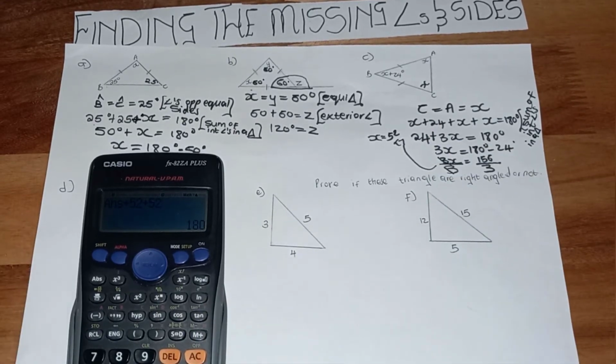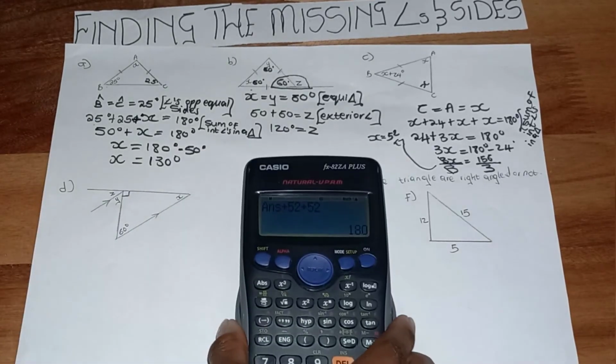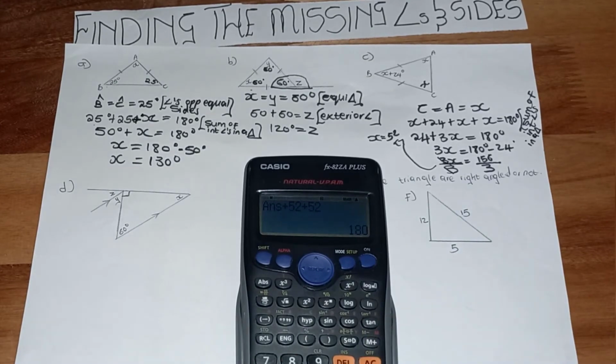They add up to 180 degrees, which is the sum of interior angles in a triangle. So now I really hope that you understand so far. Let's move on to letter D.